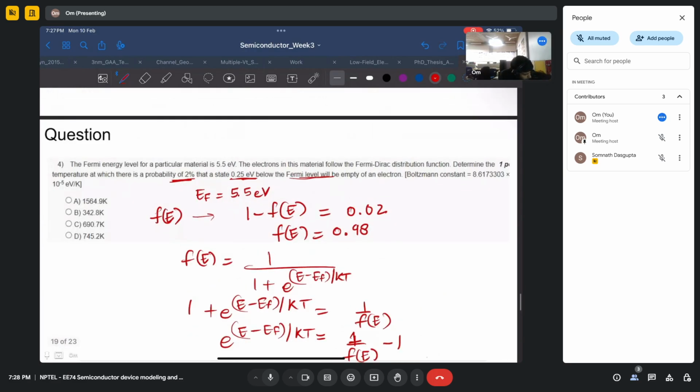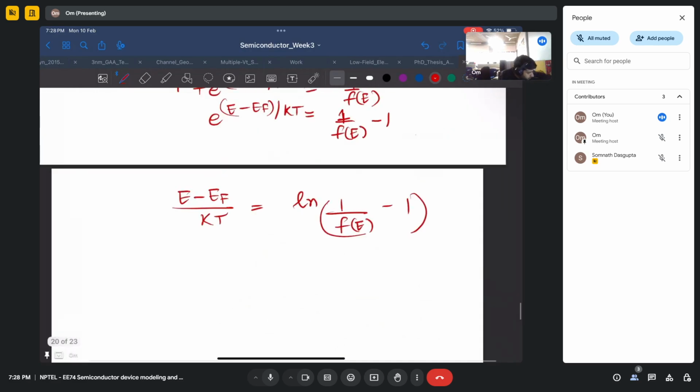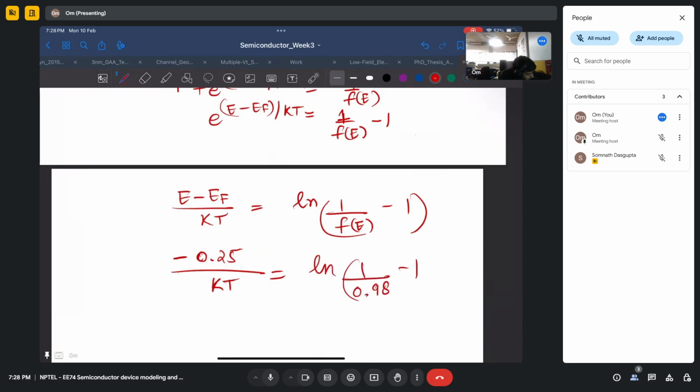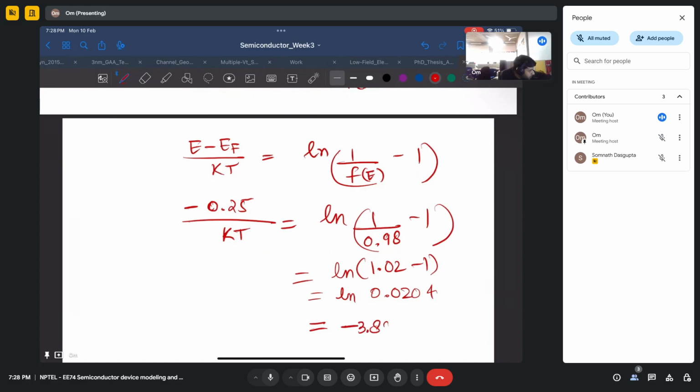Let's just substitute the values. This E minus EF we also know: it is 0.25 electron volt below the Fermi level, so E minus EF will be minus 0.25 eV. So minus 0.25 by kT is ln of (1 by 0.98 minus 1). To solve this, it will be ln of 1.02 minus 1, which is ln 0.0204, something like that, which is minus 3.892. This is minus 0.25 by kT.